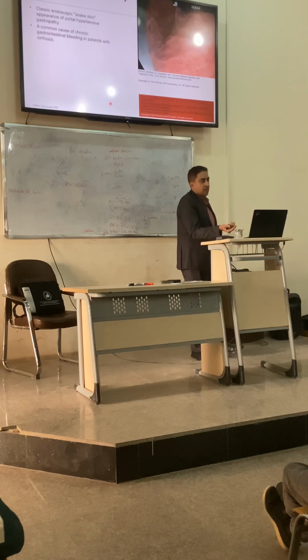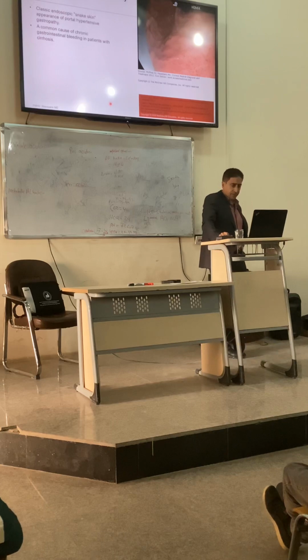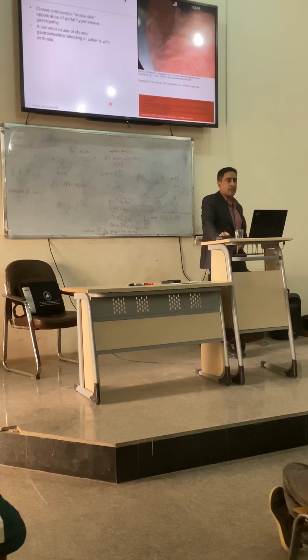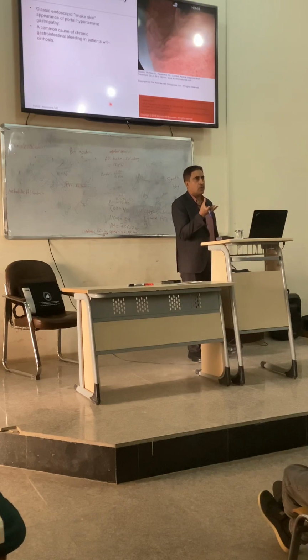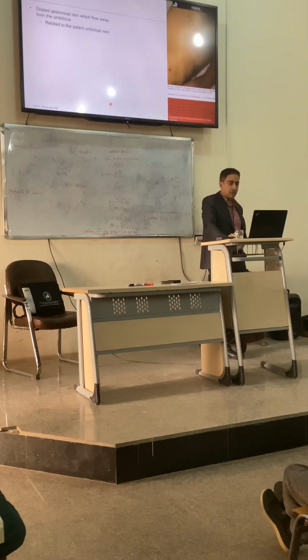Portal hypertensive gastropathy has a snake skin appearance, as you can see. This is the appearance of the mucosa inside the stomach. This might cause iron deficiency anemia and sometimes dyspepsia. So the patient presented with portal hypertension, because of the engorgement of the blood, it will lead to portal hypertensive gastropathy.